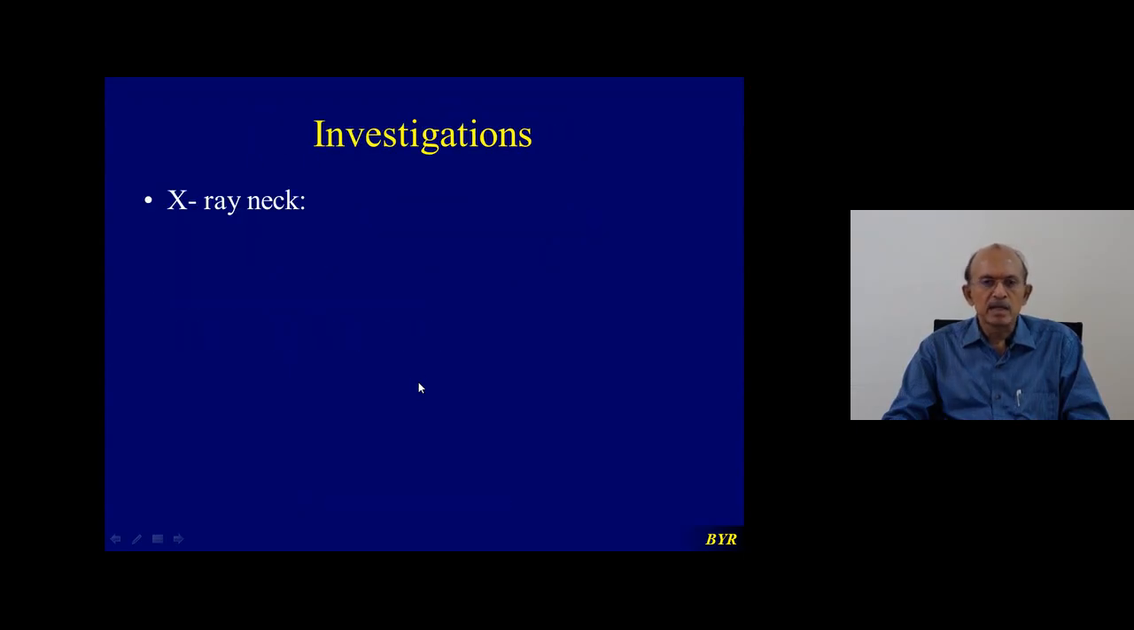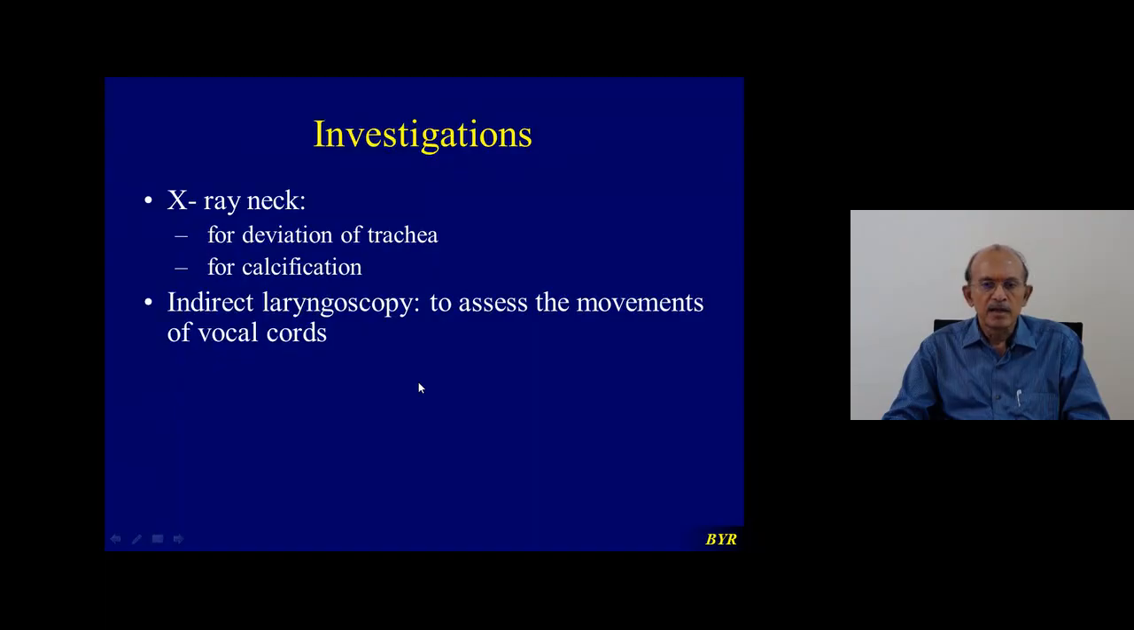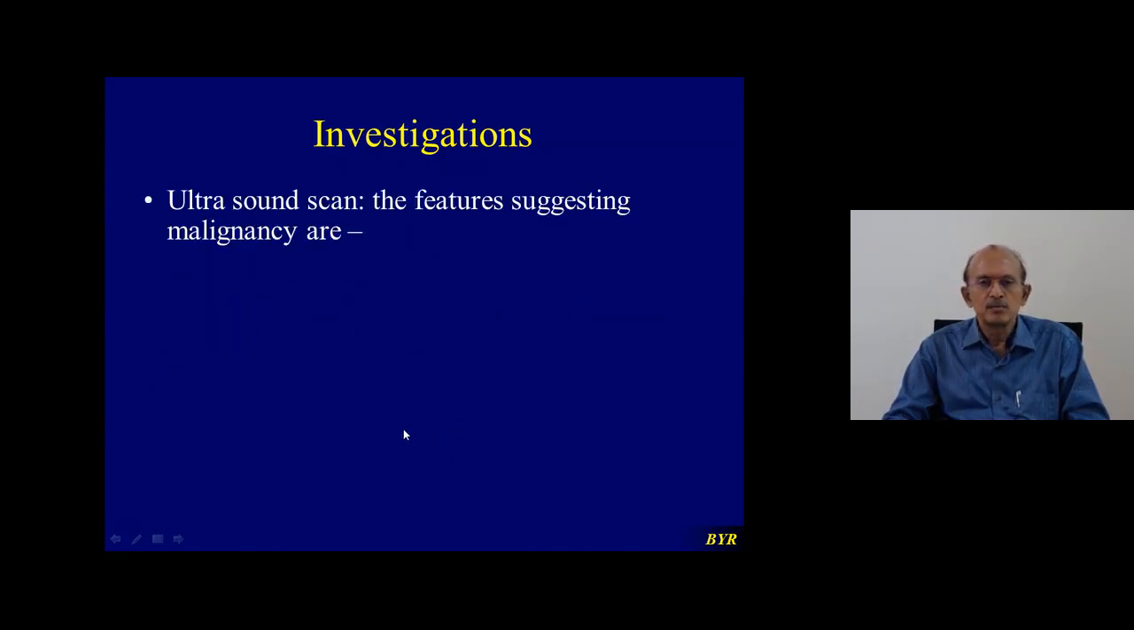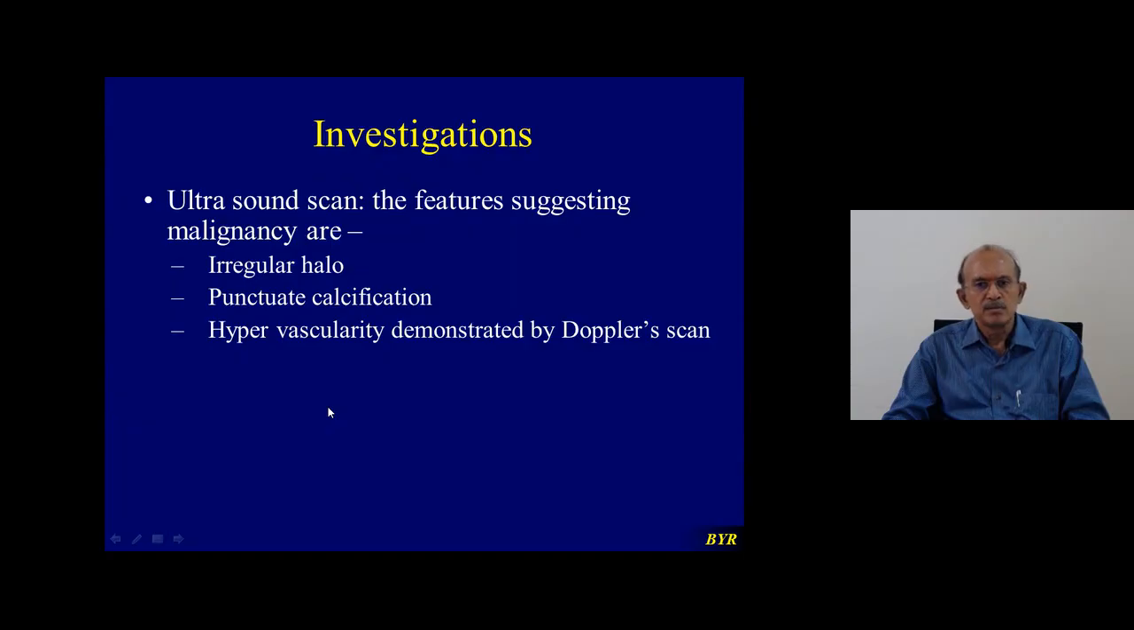Investigations: X-ray of the neck for deviation of the trachea and for calcification; indirect laryngoscopy to assess the movements of the vocal cords and evaluate recurrent laryngeal nerve damage. FNAC is not helpful in follicular carcinoma, but is very helpful in diagnosing papillary carcinoma. Ultrasound scan: the features of malignancy are irregular halo and punctate calcification. This is very important. The second is hypervascularity, solid mass. Ultrasound scan also helps for guided aspiration.